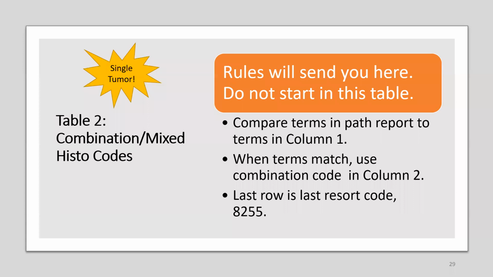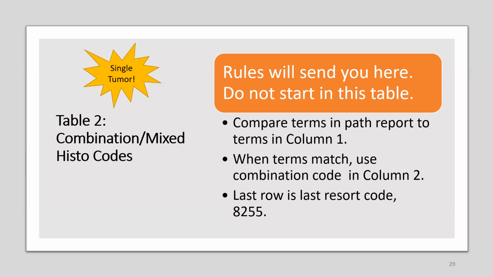Okay, so we've already looked at table 1. So looking at table 2, this shows the combination or the mixed histology codes, but only come here when instructed by the histology rules. By the time you get to this table, you have already been through the multiple primary rules. You know you have a single tumor, and so you will come here and you have a mixed histology. You're going to compare the terms in column 1. You're going to find your combination code in column 2.